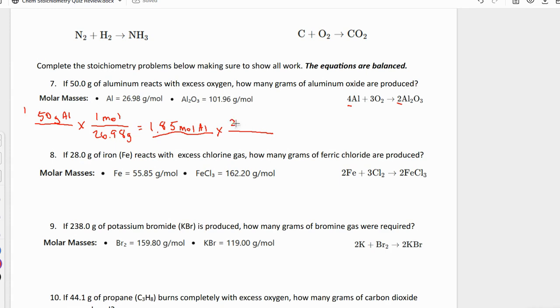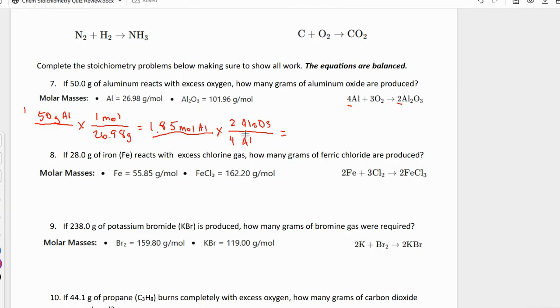So 2 moles of Al2O3, and then the moles of aluminum will go on the bottom, and it's 4 right here. So that's going to be 4 Al. So there's our ratio. 2 moles of aluminum oxide, 4 moles of aluminum. And then we could do it again. We can equal. So now it's 1.85 times 2 divided by 4. I'm going to get another answer.